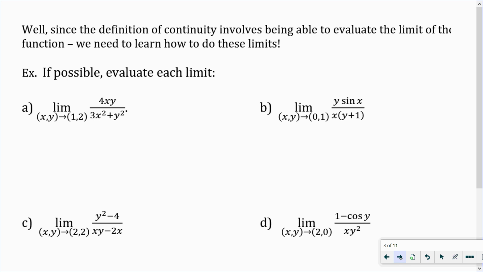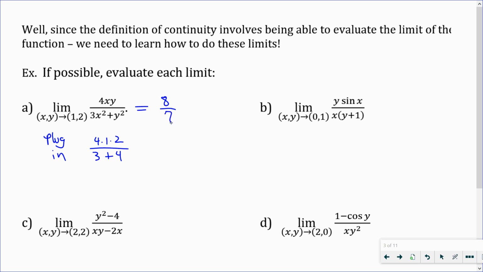So, for instance, is there a problem with plugging 1 and 2 in for x and y in this problem? No. By problem I mean, is the bottom going to be 0? That's a problem, right? But no, let's just plug in 1 and 2. So I get 4 times 1 times 2 on the top. On the bottom I get 3 times 1 squared plus 2 squared, so plus 4. Okay, so I get 8 over 7.